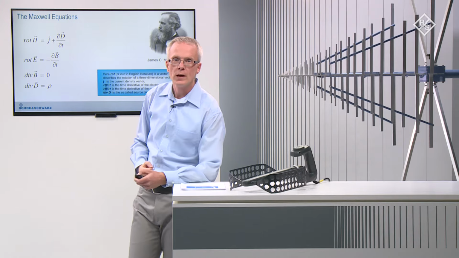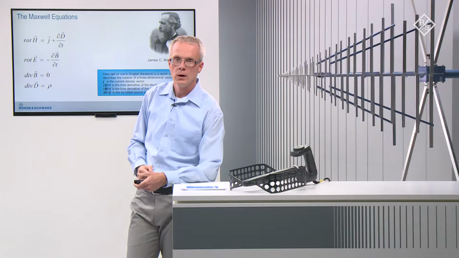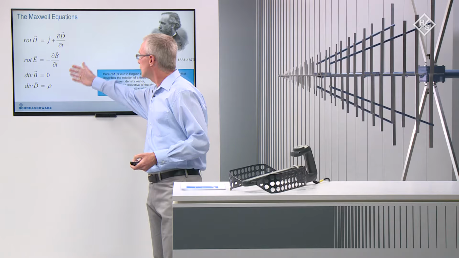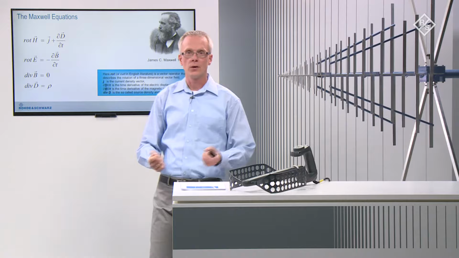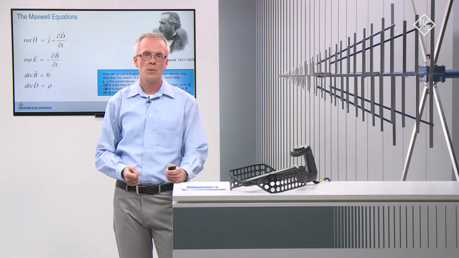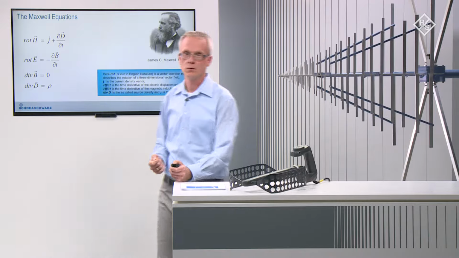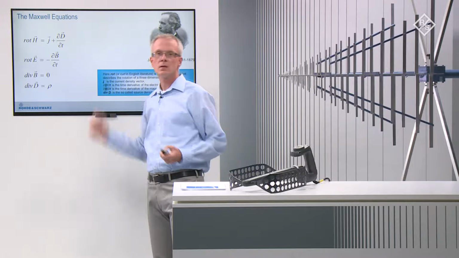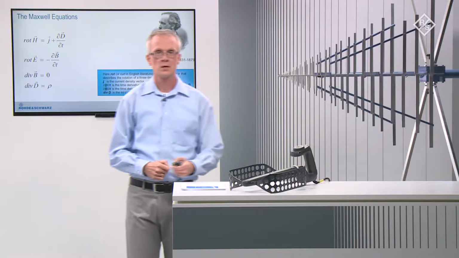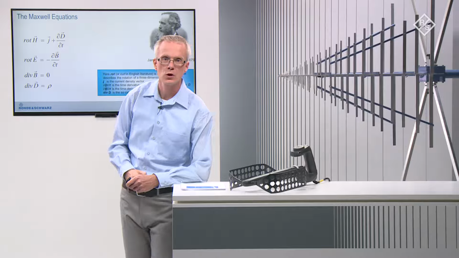The other two equations relate to Gauss' law. Equation 3 states that the magnetic field is solenoidal, which means that there are no magnetic sources. And equation 4 defines that the displacement current through a surface is equal to the encapsulated charge.